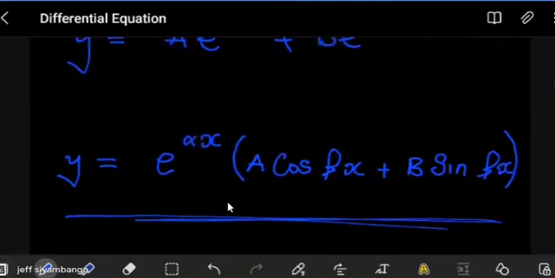Now here, this is what I was saying. Would you guys want to see how this came about, or you are comfortable with it so that we just see how to use it? So, okay, you want to see how it came about? Let's do that.